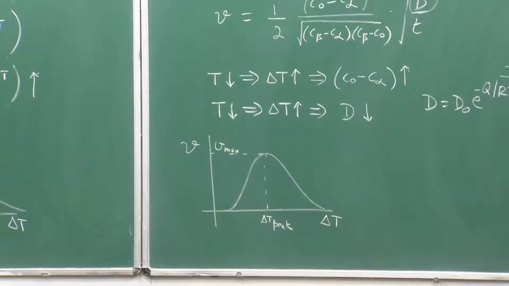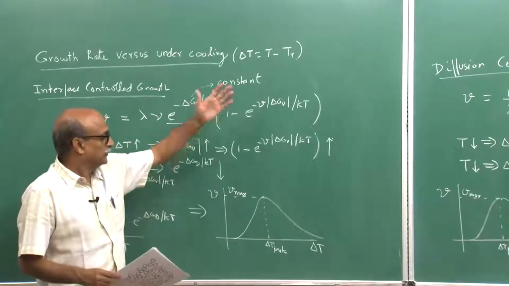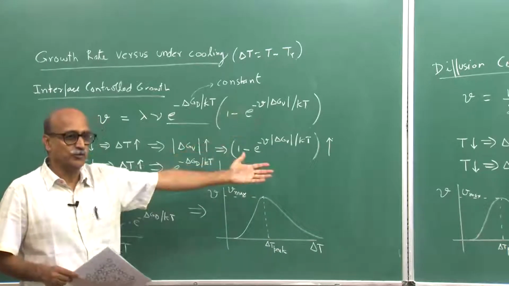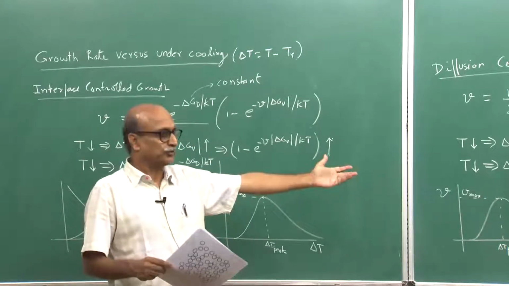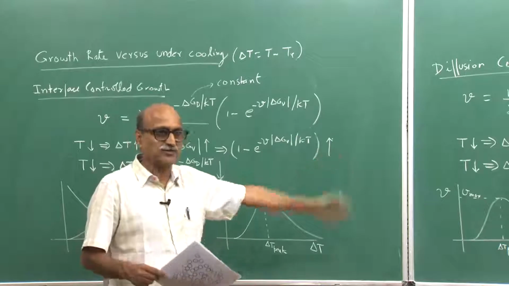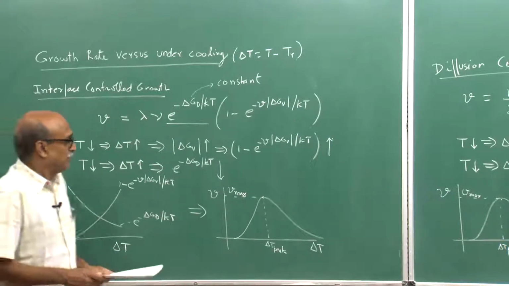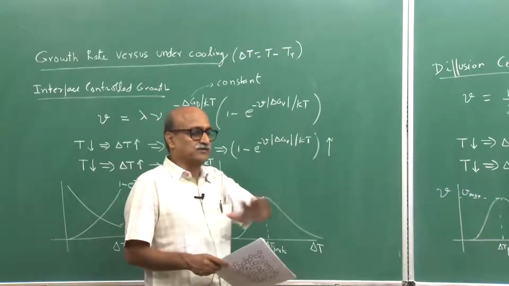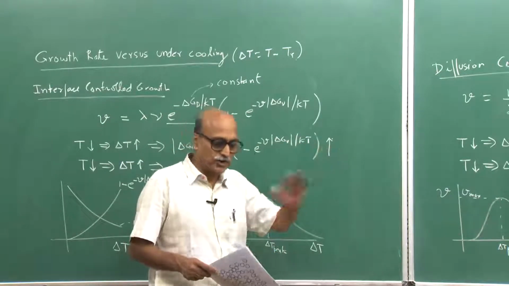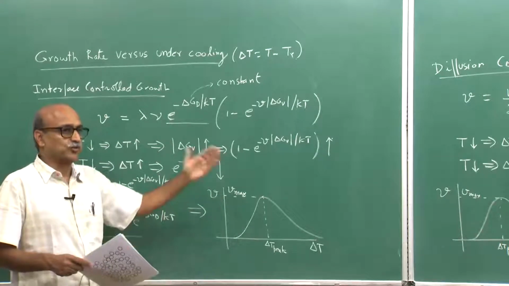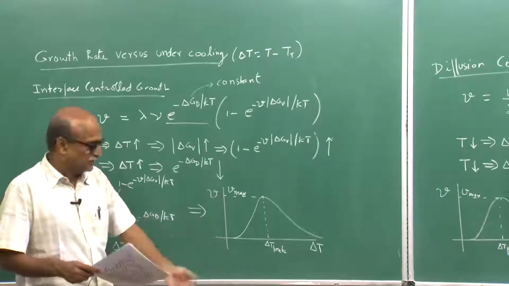So, what we have done, we have reviewed nucleation rate, we have reviewed growth and growth rate, reviewed briefly the mechanism of both nucleation and growth, and we have seen that in all cases, whether it is homogeneous nucleation or heterogeneous nucleation, the nucleation rate goes through a peak as the undercooling increases.